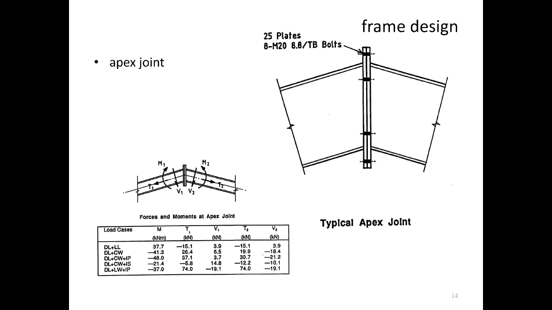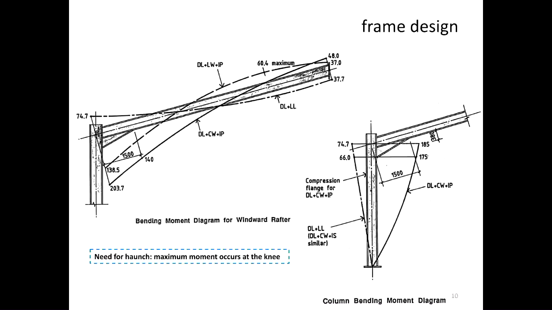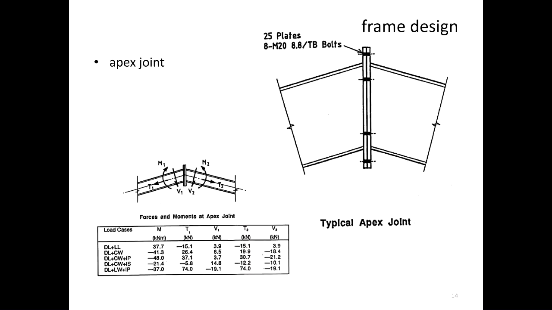Okay? Now, similarly, if you go back to that diagram here, you will see that you've got moments as well at the, what is that called? The apex, okay? Because of that moment at the apex, we often need to have a moment connection at the apex. So that's the apex, which is the point where you have one rafter like this and another rafter going that way meeting at the top point.